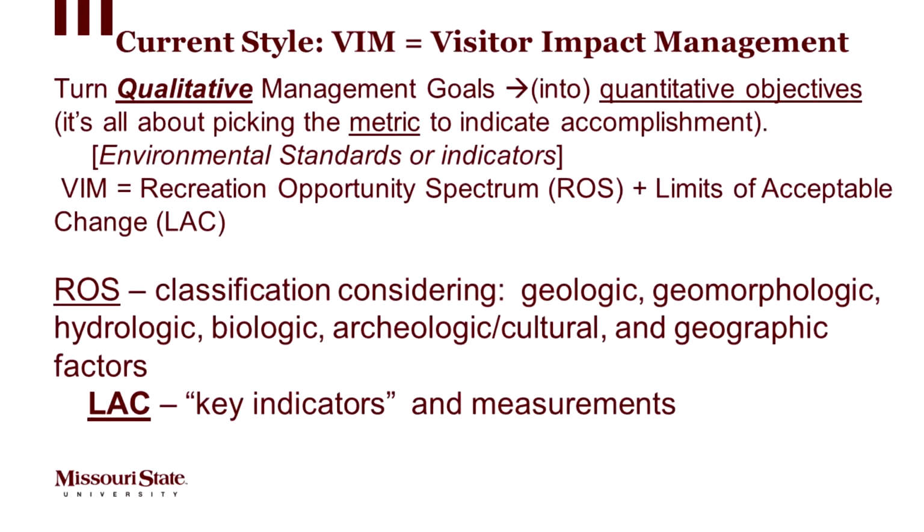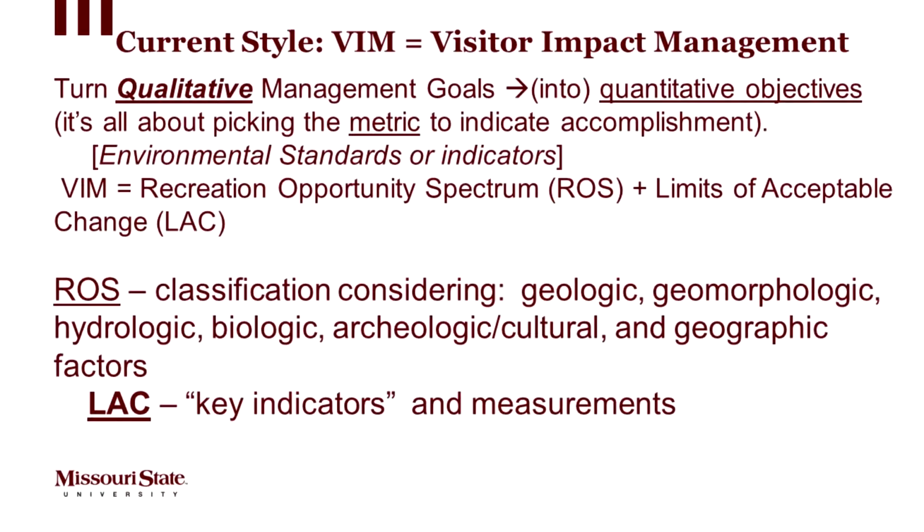And that's really the trick of this next part, is understanding how to pick that metric, how to pick that yardstick or that measuring stick. What are my environmental standards or indicators that I want to use? Well, the visitor impact management is actually made of two components. The first component is a thing called the Recreation Opportunity Spectrum. I've got these on the slides. It's the ROS. And that is, what sort of opportunities does this cave or this parkland present?